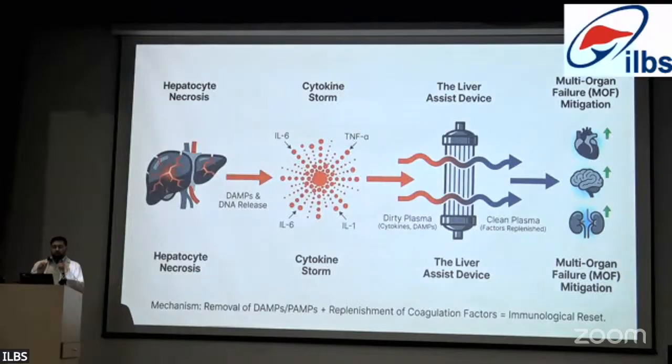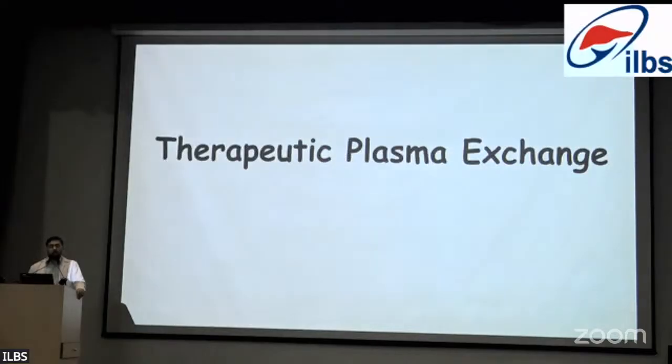So now the question is, when hepatocyte necrosis happens, it leads to a cytokine storm. And there are various liver assist devices, as we'll talk about: therapeutic plasma exchange, CRRT, and MARS, which can theoretically lead to a decrease in this cytokine storm and improvement in multi-organ failure. So we'll talk about therapeutic plasma exchange.